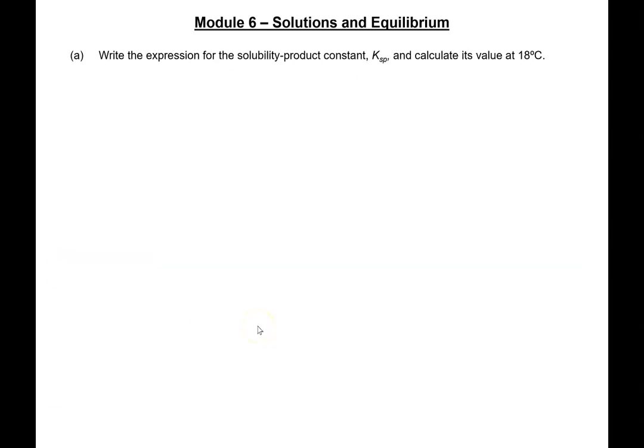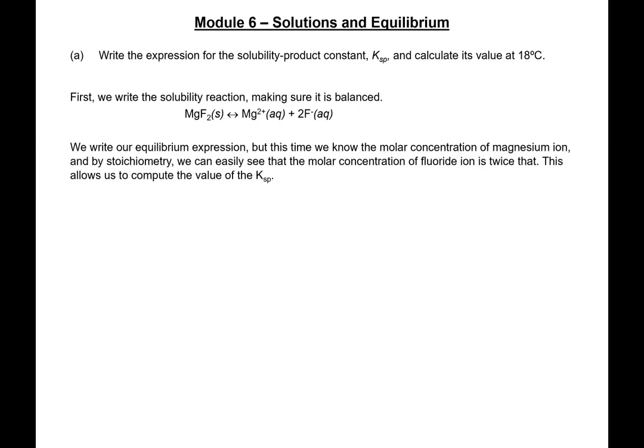All right, so we're going to write the expression for the solubility product constant, KSP, and calculate its value. We write the reaction. It's just a copy and paste from the original reaction that we're given. This time we know the molar concentration of magnesium ion, and because of stoichiometry, we can get the fluoride ion concentration. It's twice the magnesium ion concentration, and this is going to allow us to compute KSP pretty straightforward.